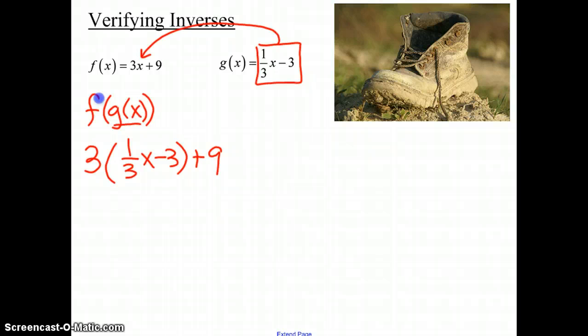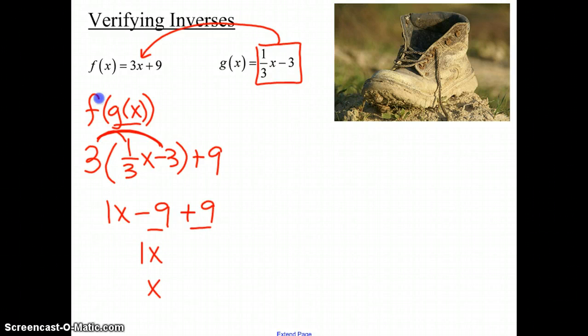You're going to multiply things out. 3 times 1/3 is 1x. 3 times negative 3 is negative 9 plus 9. The negative 9 and the positive 9 are going to cancel each other out. We just have one x, or you could write it as x. That's how you know if it's an inverse. If you plug one function into the other function, and when you simplify you get just an x, then they're inverses.